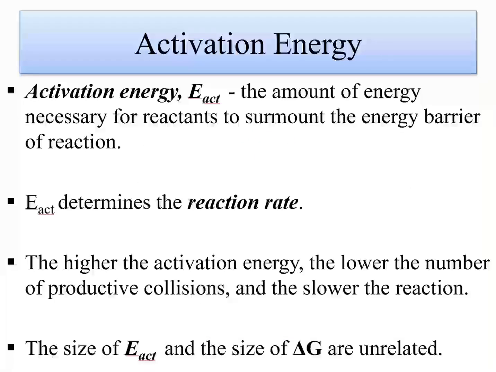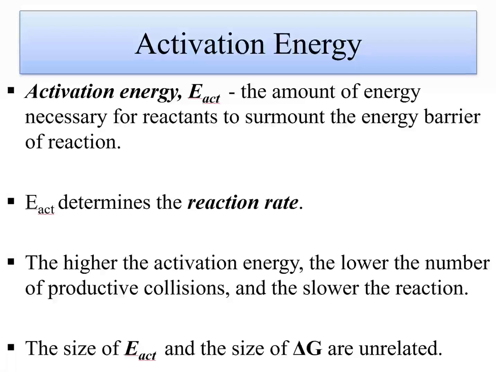Let's now summarize. Activation energy is the amount of energy necessary for reactants to surmount the energy barrier of the reaction. Activation energy determines the reaction rate, meaning how slow or how fast a certain reaction is. The higher the activation energy, the lower the number of productive collisions and the slower the reaction. So higher energy barrier means slow reaction. Lower energy barrier means fast reaction.